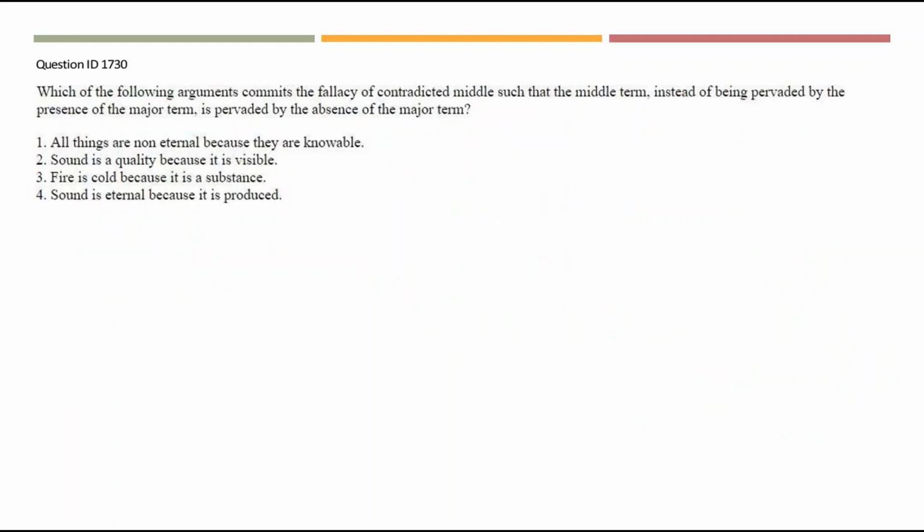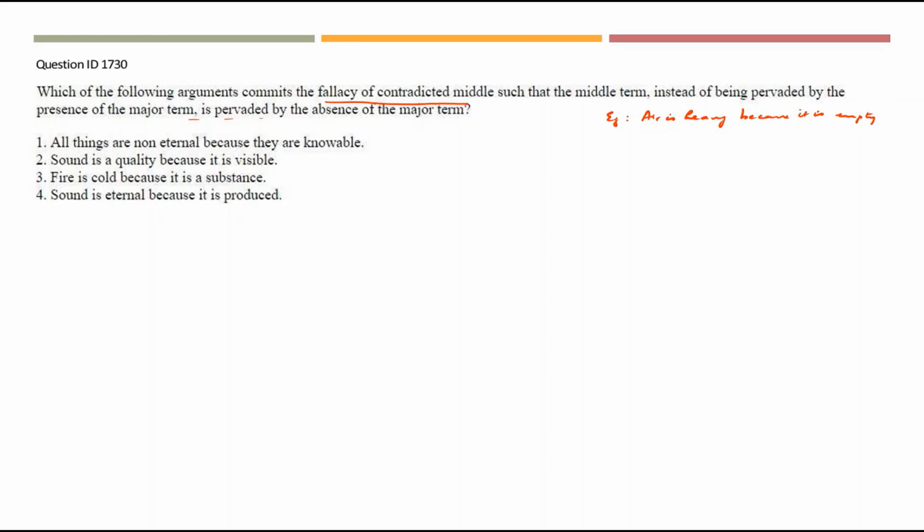Next question: which of the following arguments commits the fallacy of contradicted middle, such that the middle term, instead of being pervaded by the presence of the major term, is pervaded by the absence of the major term? When the middle term is not related to the major term but to its contradictory, this is what they say about the fallacy of contradicted middle. Let's say air is heavy because it is empty. Here the middle term empty actually disproves the heaviness of air. We say something is heavy but still we say it is empty.